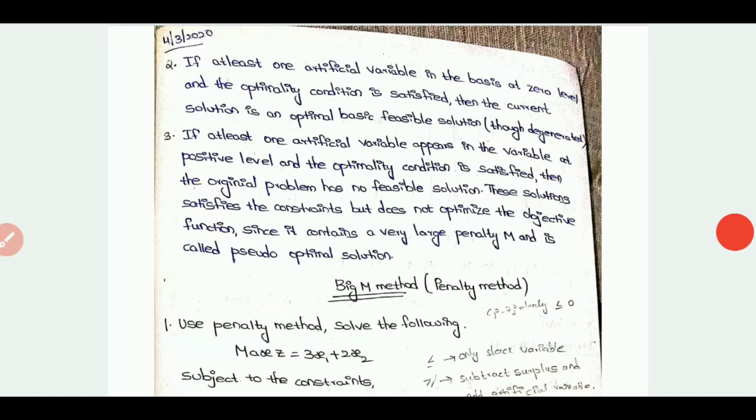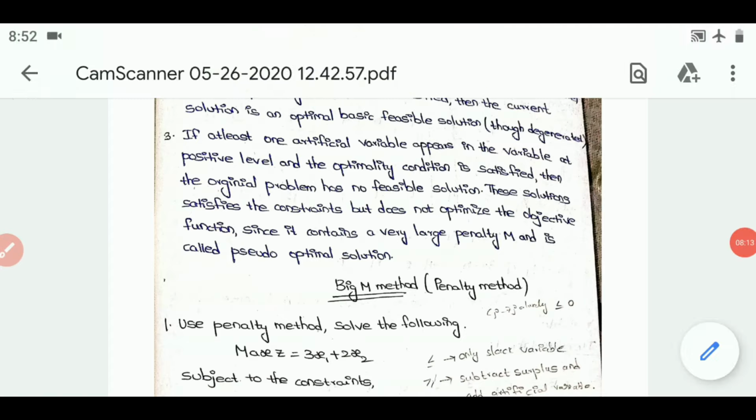If any artificial variable appears at a positive level, though it satisfies the optimality condition, the original problem doesn't have any basic feasible solution and it will have a pseudo-optimal solution. These are the three conditions of Big M. This is the introduction of the Big M method. Now let's see a sum based on the Big M method, and how to solve it.